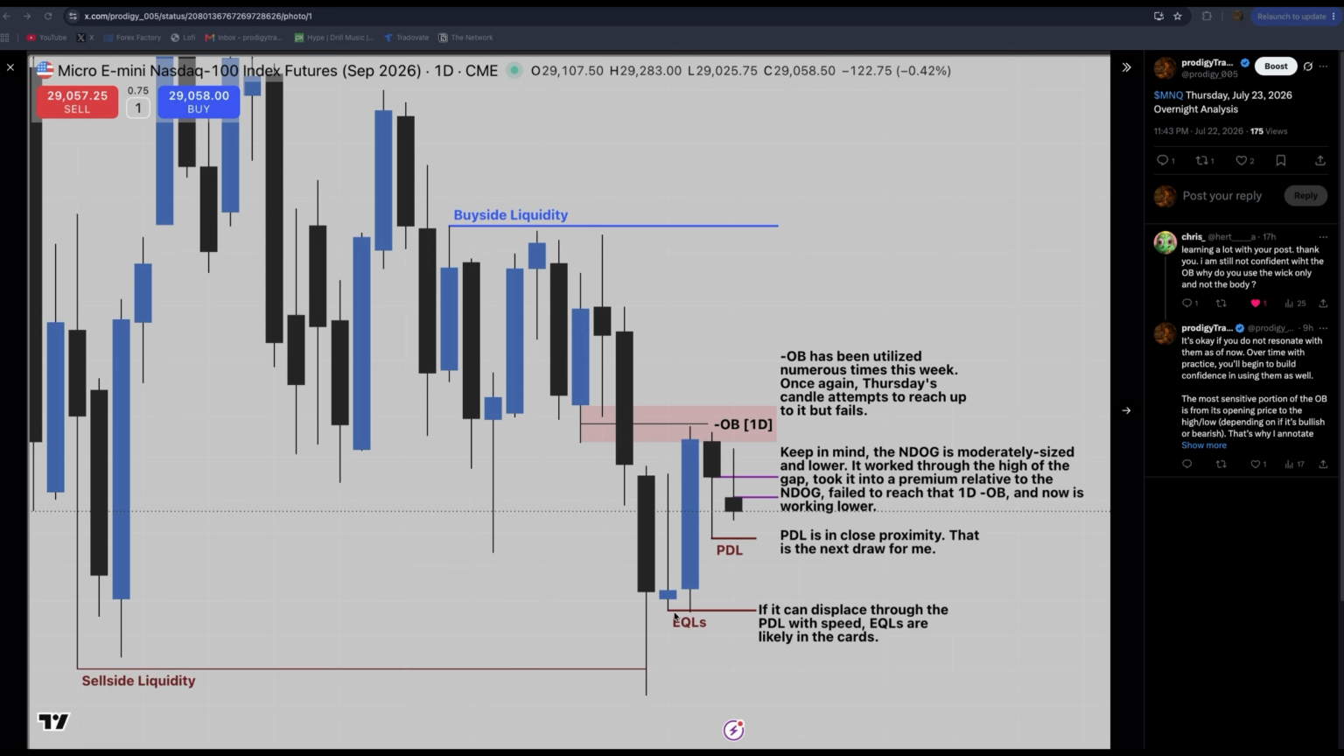Also, for a more low-hanging fruit objective than these equal lows, you can take the event horizon, which is the midpoint between this swing low here and this swing low. So it'd be somewhere in here. And you could target that as well if you want to get something beyond the previous day's low.